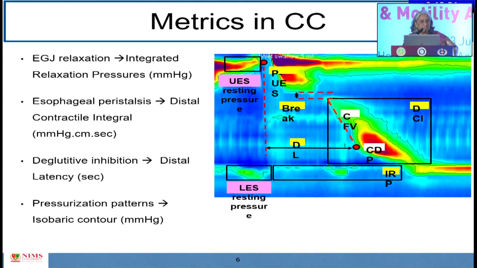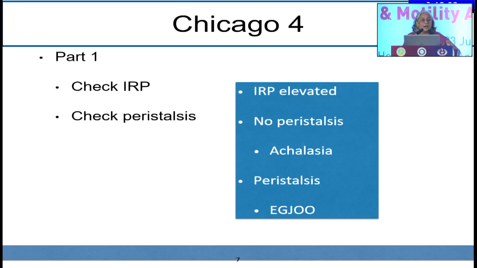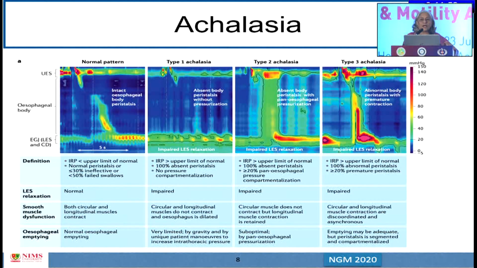So these are the metrics, and this is what the swallow looks like. You look at the relaxation, esophageal peristalsis, deglutitive inhibition, which is the distal latency, and the pressurization, which is the isobaric contour. So in the Chicago 4, we first look at the IRP, whether it is elevated or not elevated, and then if the IRP is elevated, look at the peristalsis. If there is no peristalsis in all the swallows, call it achalasia. Isn't that very simple? But no, it's not that simple.